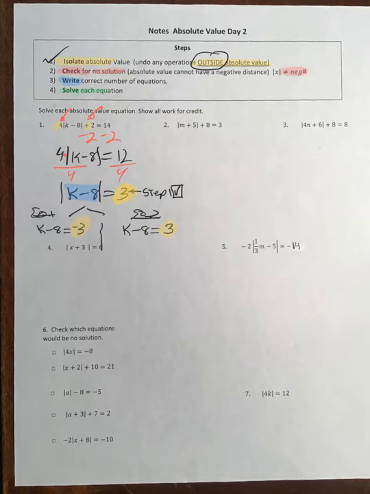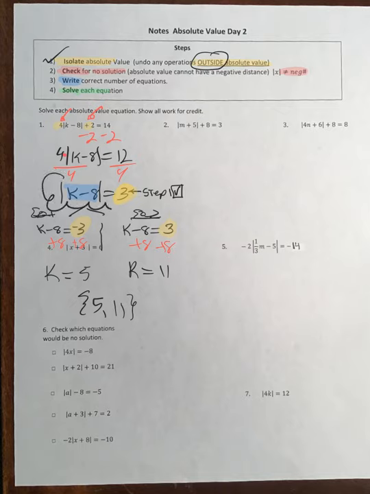Then we just need to solve for each equation. So I need to add 8 to both sides. And that gives me k equals 5. And add 8. And that gives me k equals 11. So we can use set notation and say 5, 11 are the 2 values that would make that original sentence true.